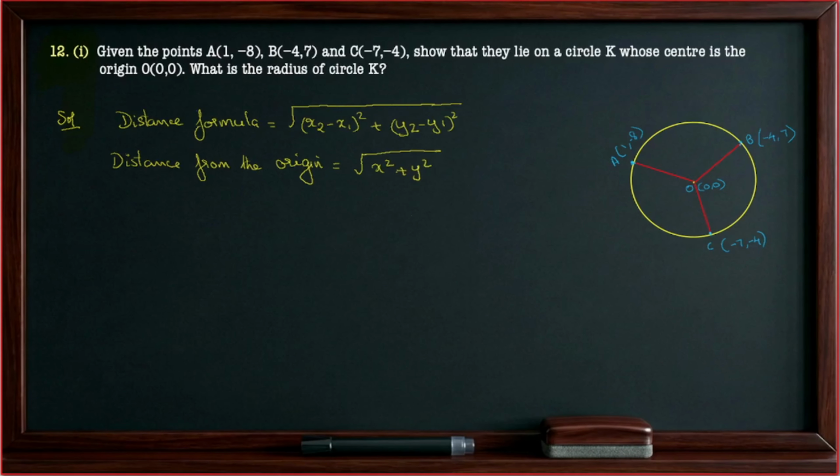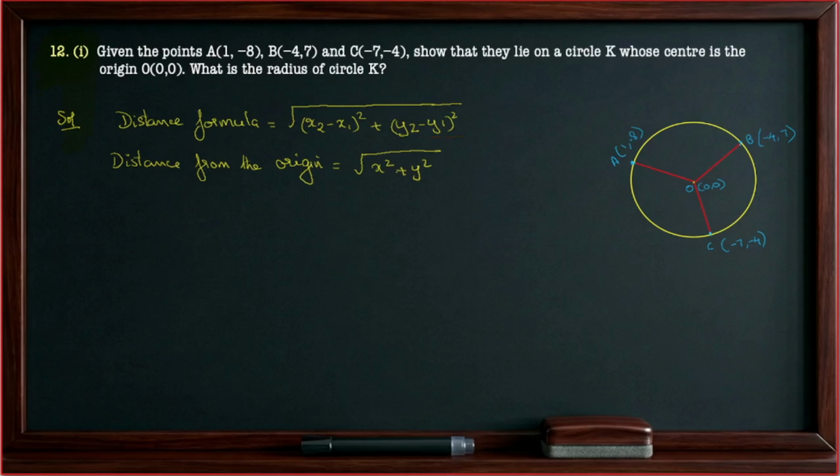See here in this circle, we have to prove that these points A, B, C lie on the circle. Okay, and the center, which is the origin, is given as (0, 0), and we have to find the radius of the circle. Radius means the distance from the origin to each point. So we have already done questions using the distance formula. The distance formula is equal to root of x2 minus x1 the whole square plus y2 minus y1 the whole square.